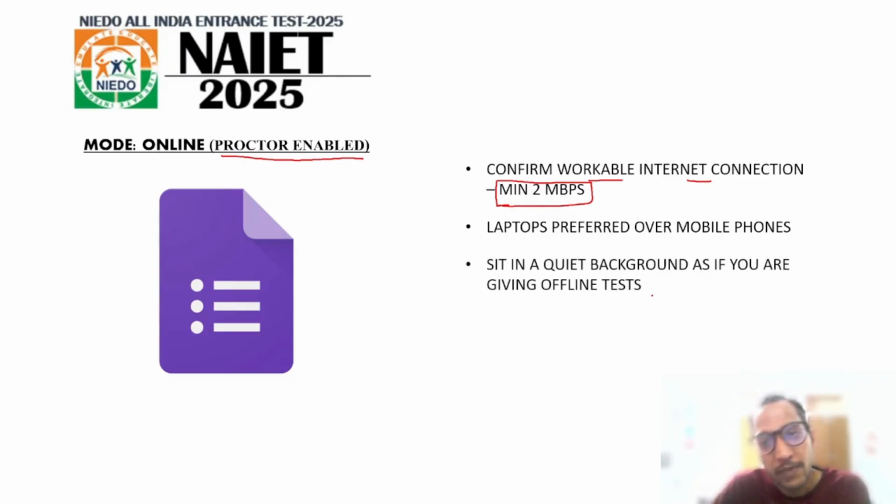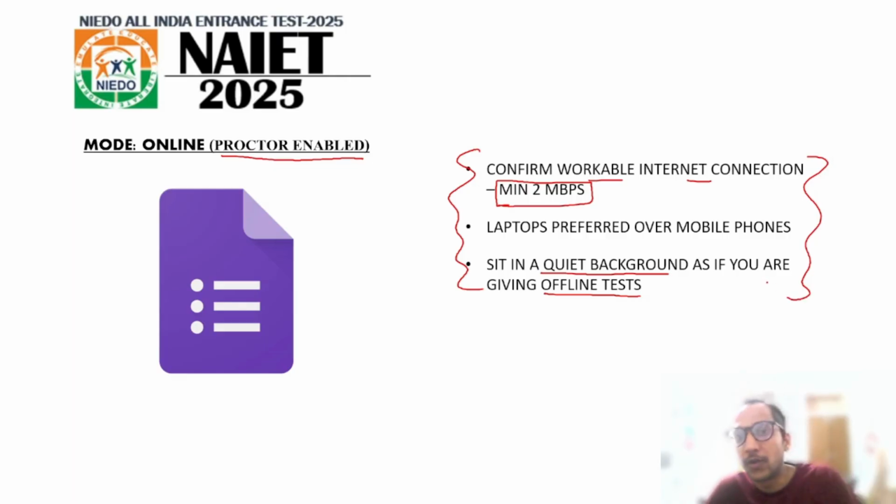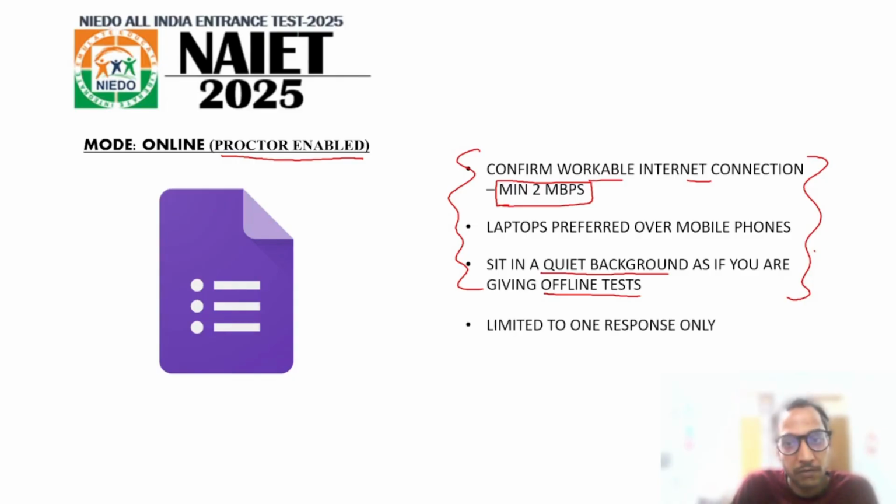Then you will have to sit in a quiet background as if you are giving an offline test. If you're going for an offline test, all of these things will already be taken care of because you will be provided a center where you can go and attempt this test, so you do not have to worry about these things. But if you are appearing for the online test, then you should ensure these things before you appear. Also, the response will be limited to one only. You can only give this test once. You cannot appear for it twice or thrice. So you have to ensure these connections and everything beforehand.